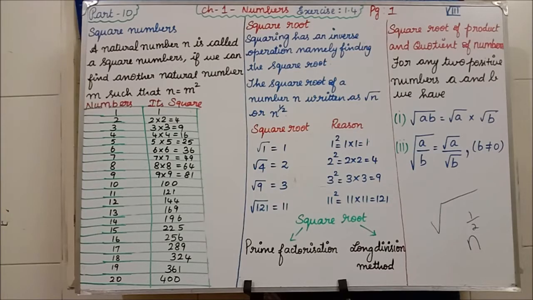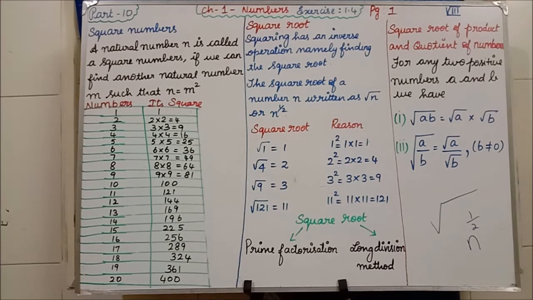Students, we are now in part 10 session. In part 10 session, we are going to continue the same chapter number 1, numbers. In that, exercise 1.4, we are going to start in this session. Exercise 1.4 is fully based on square numbers. So, in this session, we are going to learn what is a square number and what is a square root, everything we are going to learn. First, we'll see what is a square number.